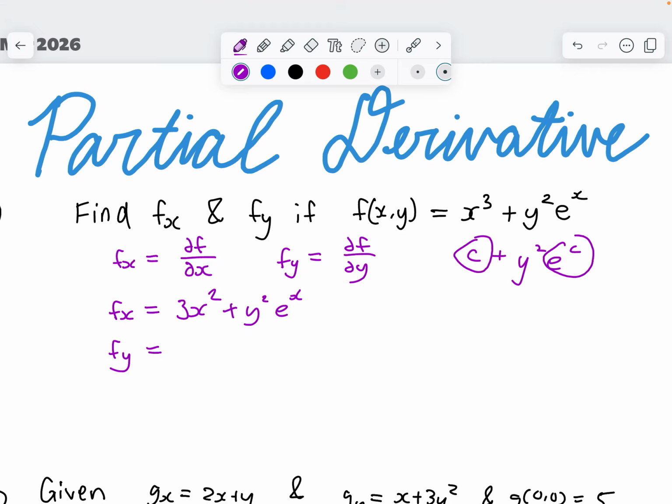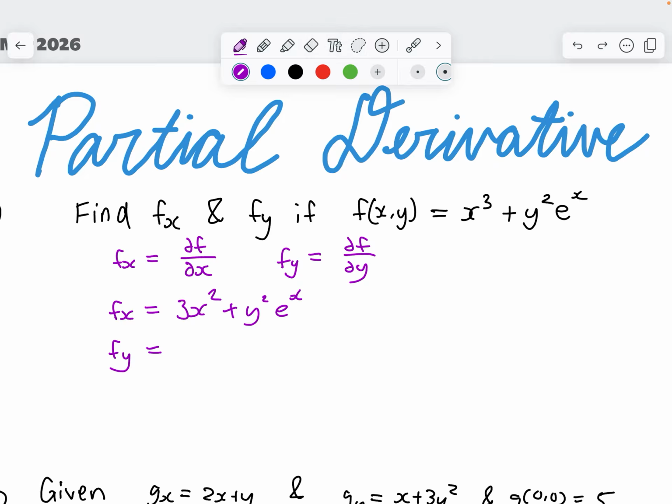And so if we derive with respect to y, the c in the beginning would cancel out, and this is just a constant, so we just leave it as e to the power of c, that's a constant, and then we derive y squared, which is just 2y. So that is kind of the idea.